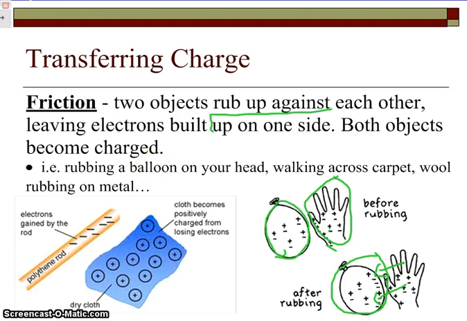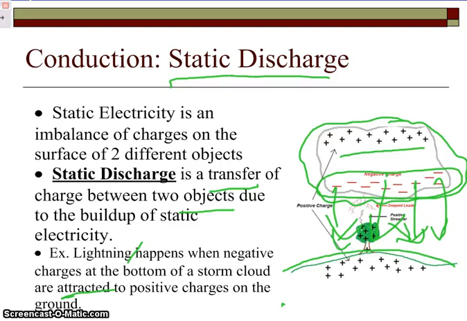You can think about walking across a carpet. When you walk across a carpet with socks, the socks accumulate all of these negative charges down here. You go to touch a doorknob, and what happens? Well, static discharge, like we just talked about on the last slide. It's once again that jumping of charges from your hand to that doorknob, if you will.